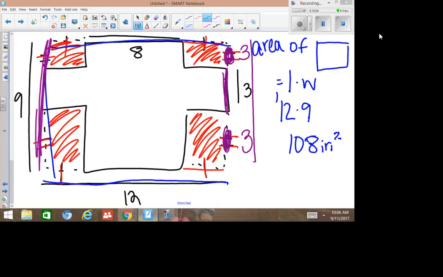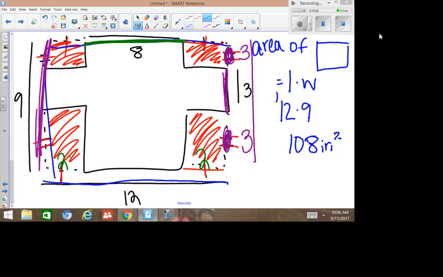So now let's look at this one. We have 12 at the bottom. This line right here is 8. So what's the leftover parts? What's 12 take away 8? 4. So now I got 2 spots though. Divided by 2. So this line is 2. And this line is 2.